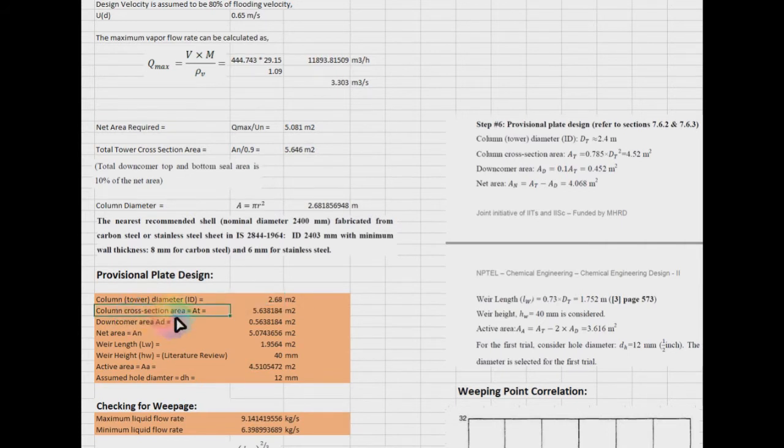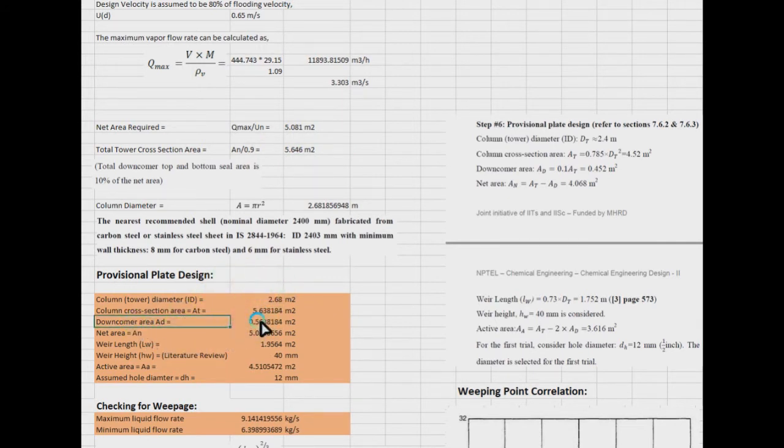The total cross section area of the column will be equal to pi by 4 d square. The pi by 4 d square from this area comes out to be 5.63, which is the same as the total cross section area. I have calculated it again for rechecking.